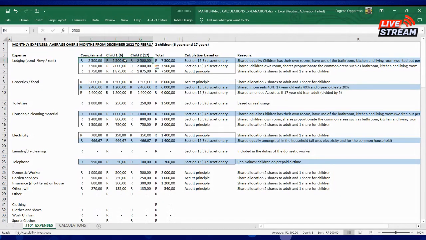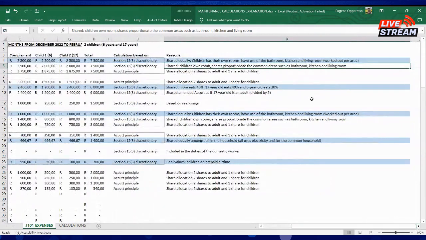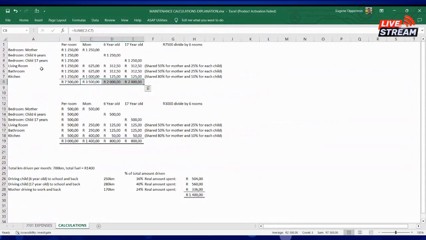Or there's another way that we could do that as well. And I've seen that, and I've worked with that quite a lot, where the children obviously have their own rooms, but then they only share proportionately in the common areas, such as the bathroom, the kitchen, or the living room. So I've done that simple calculation here. Okay, there we see, the rent is 7,500 Rand, and then we work out there are 6 rooms in the house. So we divide that per room. Each and every room is allocated an amount of 1,250 Rand.